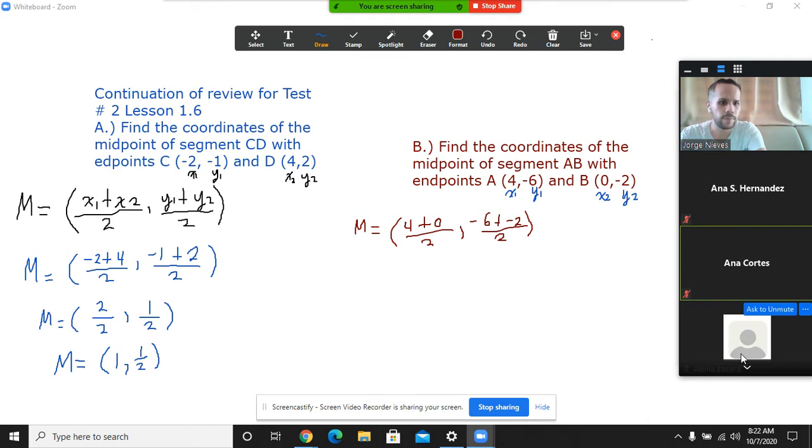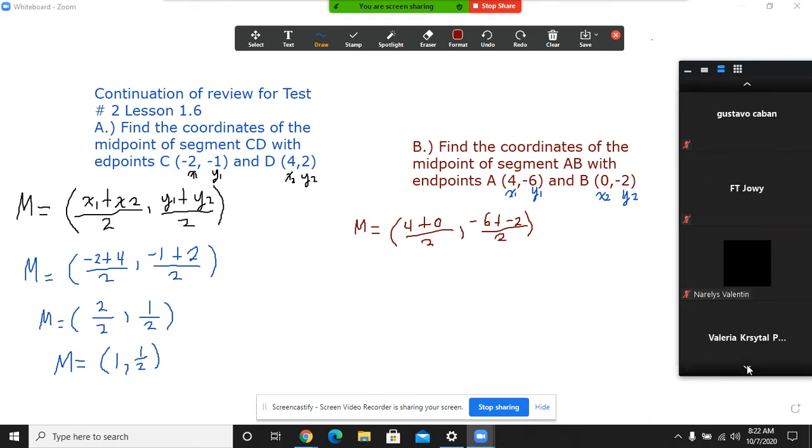¿Quién me dice cuánto da eso rapidito? Que no tengo mucho tiempo. ¿Cuánto da el primero? El 4 plus 0 divided by 2. ¿Cuánto más o menos da eso?